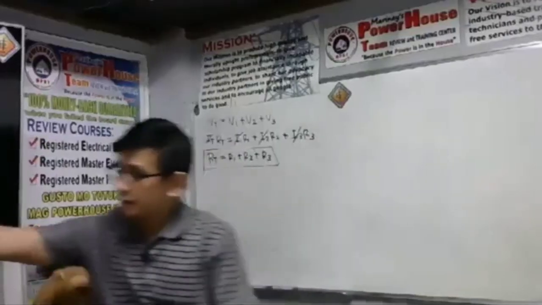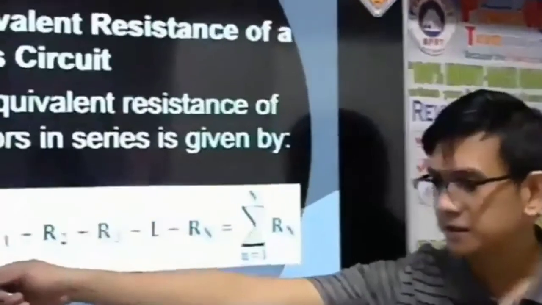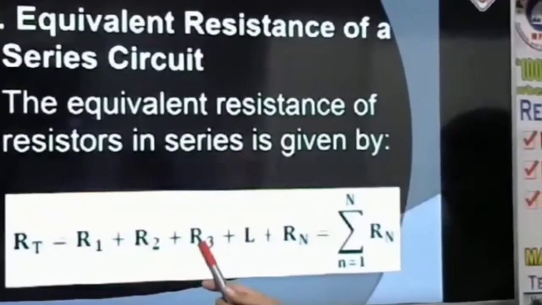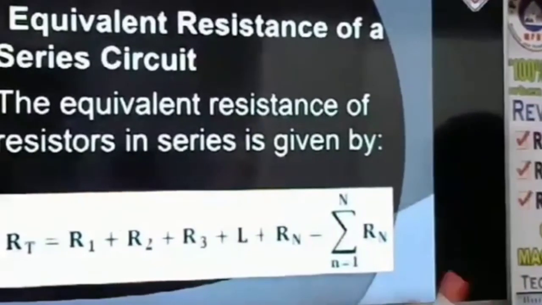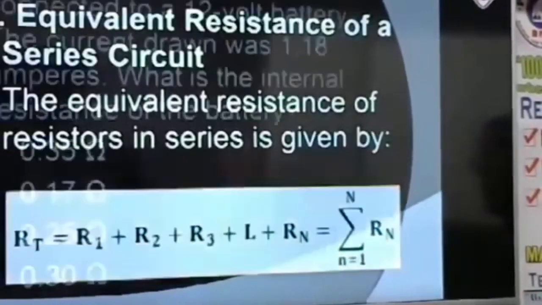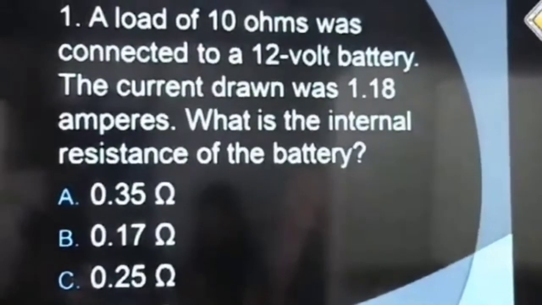So as we see here, the total resistance is simply equal to R1 plus R2 plus R3 up to R sub n. Let's say you have 100 resistors, this is up to 100 resistors. Just take the sum. Okay, then let us solve problem number 1.